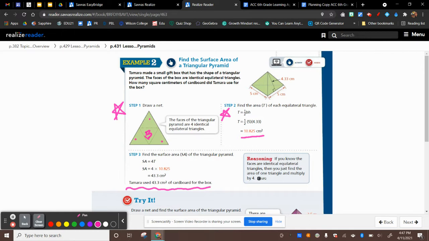You need to be careful when you are finding the surface area of a triangular pyramid. If the triangles are not equilateral, you'll have to add the areas together. But because these are the same, we can just multiply by 4. All right, pause the video and do the try it at the bottom.